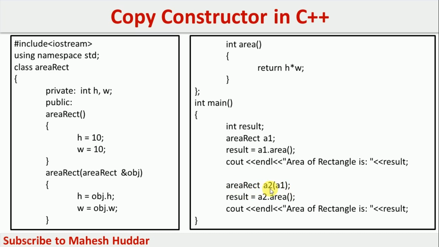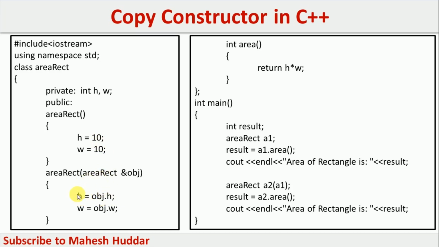What we are doing here is we are creating an object A2, but we are passing A1. A1 is an object here. So a copy constructor will be called here. This A1 will be copied into obj. Now obj.h, what is the value of A1.h we have? That is 10. That is nothing but obj.h, which will be copied into h here.